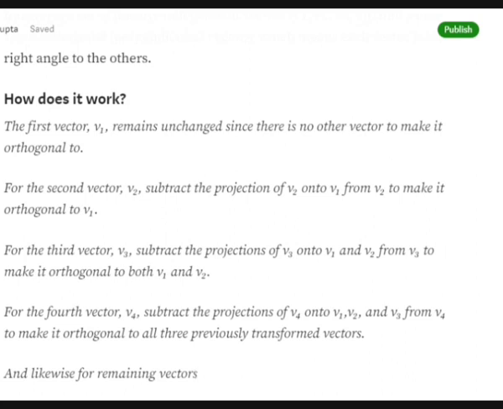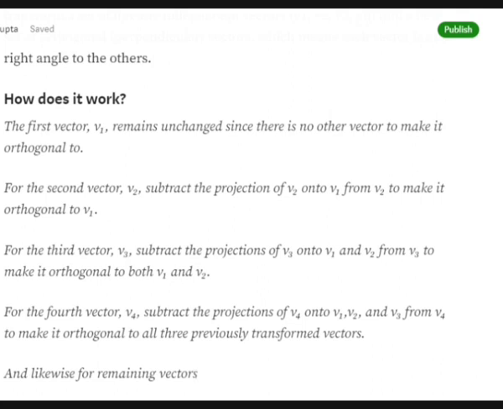The first vector v1 remains unchanged since there is no other vector to make it orthogonal to. Makes sense, right? Because it is the first vector, you can't make it perpendicular to anything. Once the second vector comes in, you need to make it perpendicular to the first vector v1. So we will be subtracting the projection of v2 onto v1 from v2 to make it orthogonal to v1, right? How a projection is calculated, I will show you.